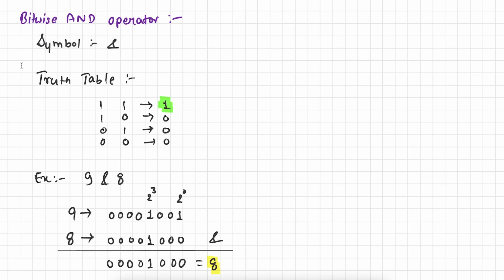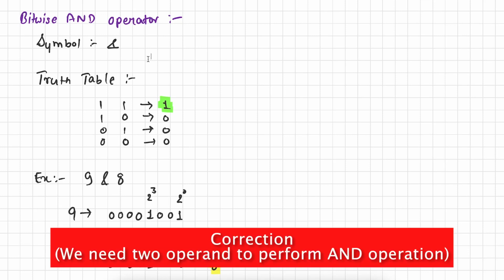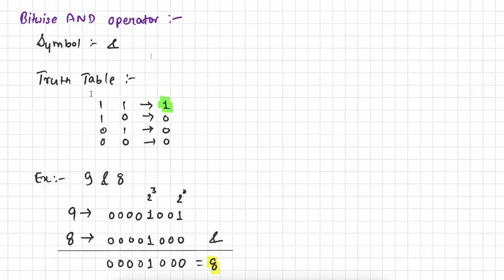Now let's quickly see the truth table of the AND operator. So what is a truth table? A truth table basically tells at which condition your output becomes true. As this is a binary operator, it means we need 2 operands to perform this operation. So let's say if the 2 operands are 1 and 1, then it gives 1. If the 2 operands are 1 and 0, it gives 0. If the 2 operands are 0 and 1, it gives 0. And if both are 0, it gives 0. So you can clearly see here that only if both the operands are 1, AND gives the result 1. Otherwise it gives 0 in all the cases.